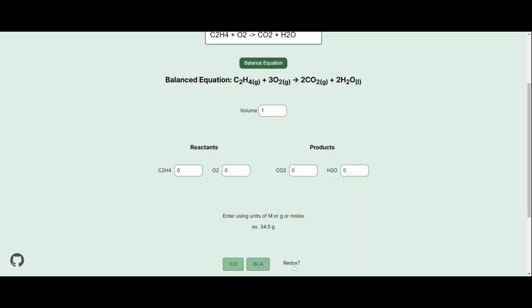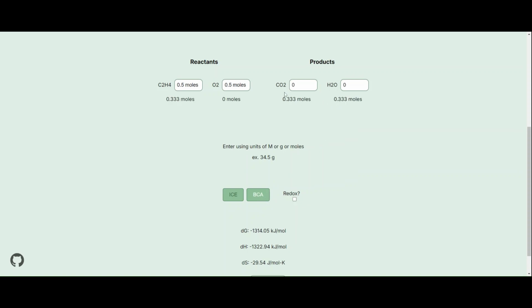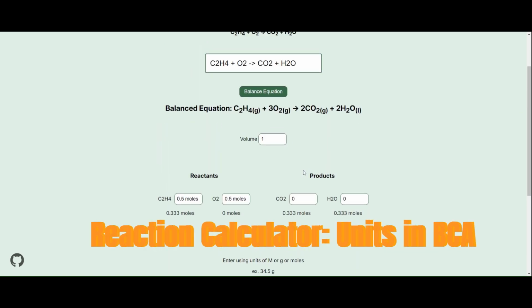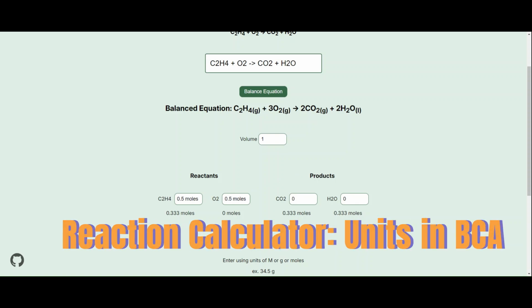For example, if we have 0.5 moles of C2H4 and 0.5 moles of O2, we can press the BCA button here to see how many moles of CO2 we have and how many moles of H2O we have, and also how many moles of reactants we have after the reaction occurs, assuming that this reaction goes to completion. You can also try other units on these types of inputs.